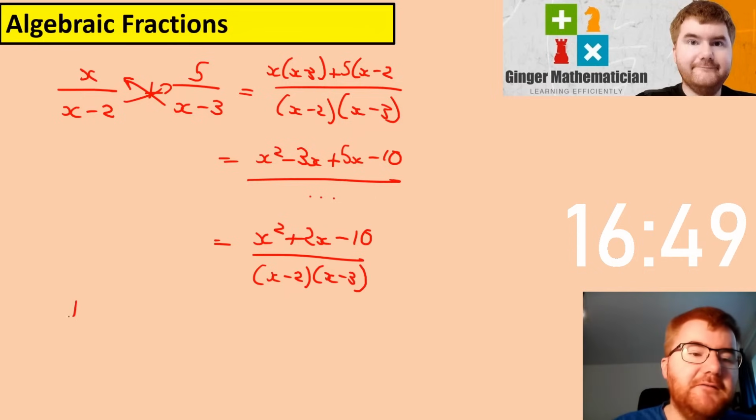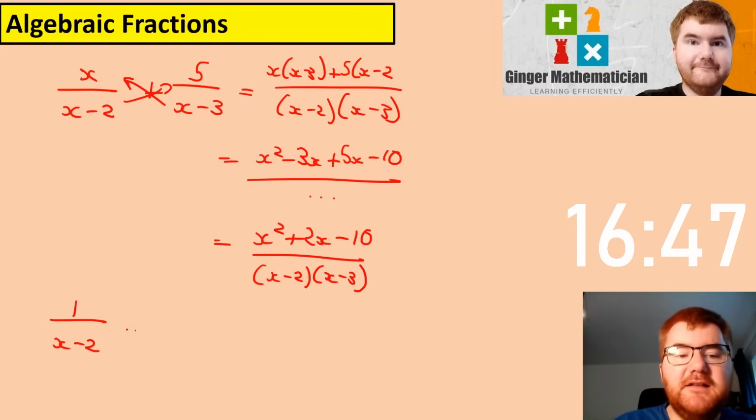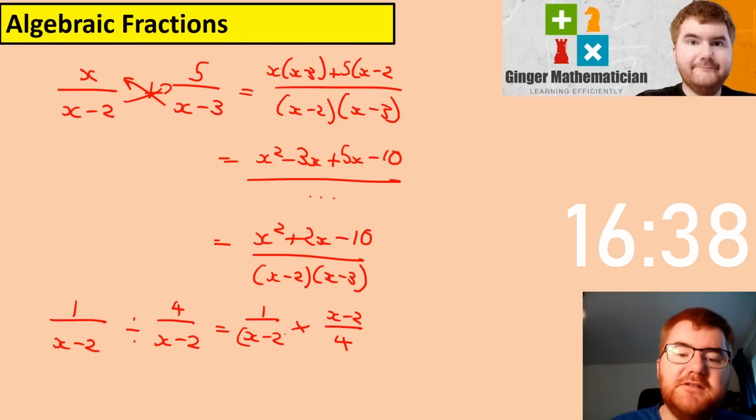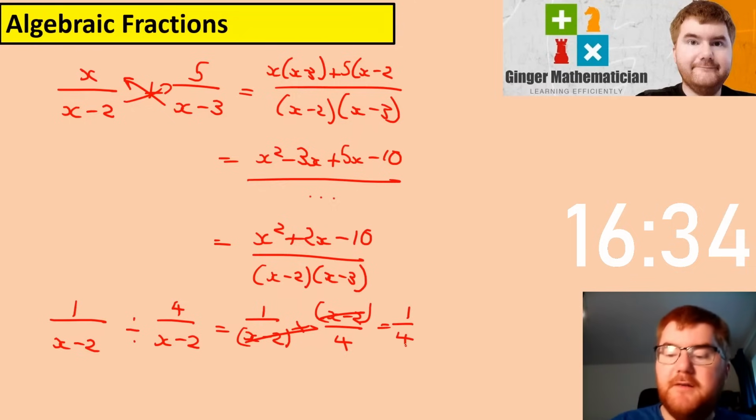It could expect you to divide fractions. So we had something like this, for example. Then notice we have keep, switch, flip. So we can write this as 1 over x minus 2 times x minus 2 over 4. Notice we have these top and bottom, so we can just cancel through directly, and that gives us a quarter.